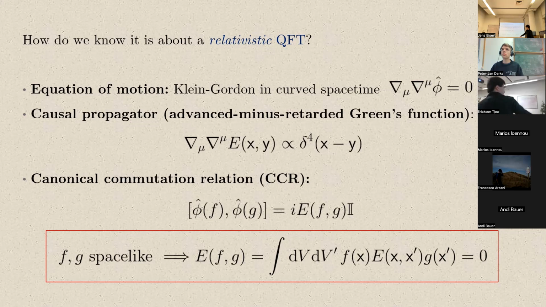Why do I say this? The most important bit is that in quantum field theory, you always want this idea that you have microcausal behavior. That means operators at space-like separation commute. And you see that here, two operators commute if f and g, the interaction regions, are space-like separated, because the Green's function integrated over those two regions is actually zero.